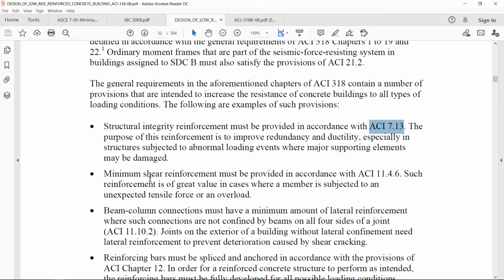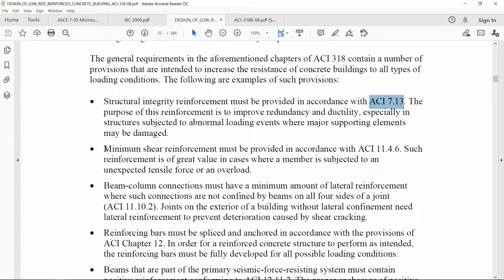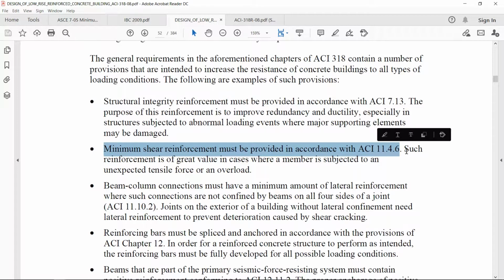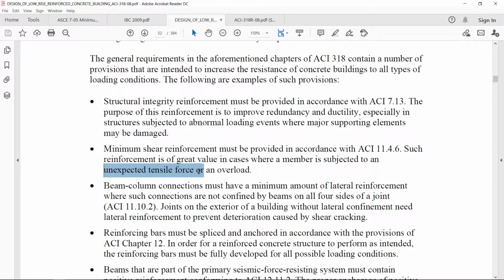Now, next provision. Minimum shear reinforcement must be provided in accordance with ACI para 11.4.6. Such reinforcement is of great value in cases wherein a member is subjected to an unexpected tensile force or an overload. So this para is very clear that you must provide minimum shear reinforcement, either in the beams, in columns, everywhere, in slabs.